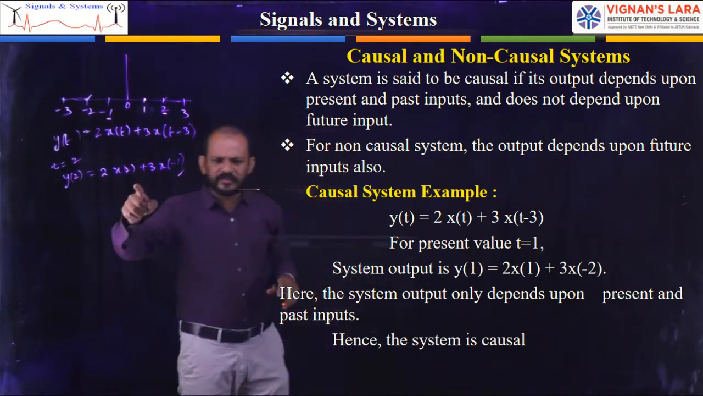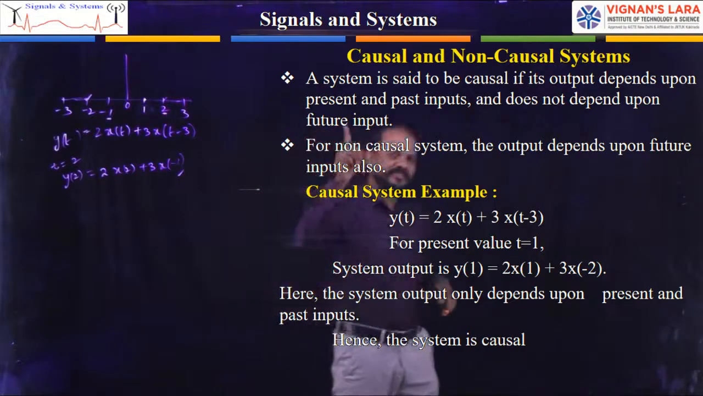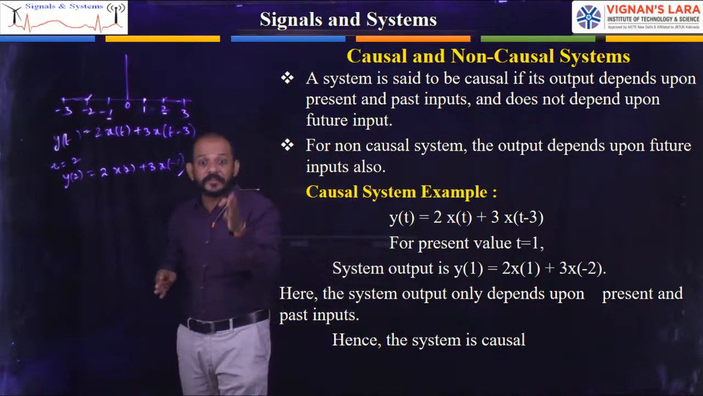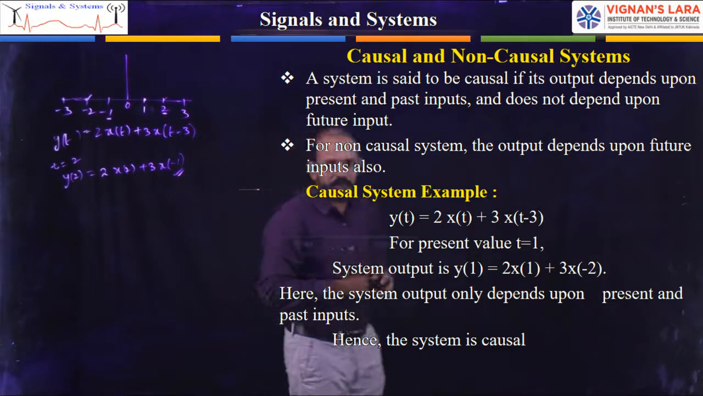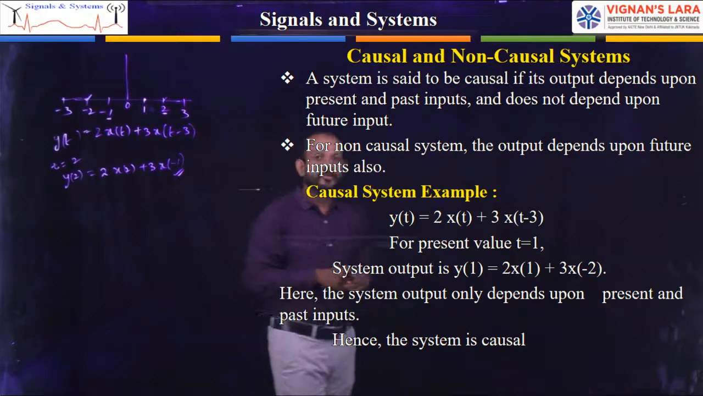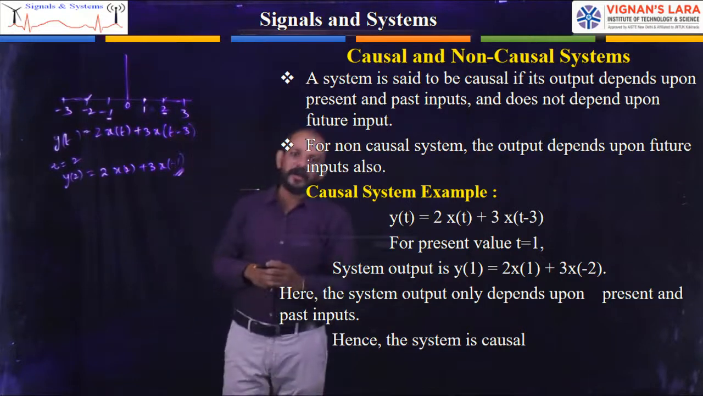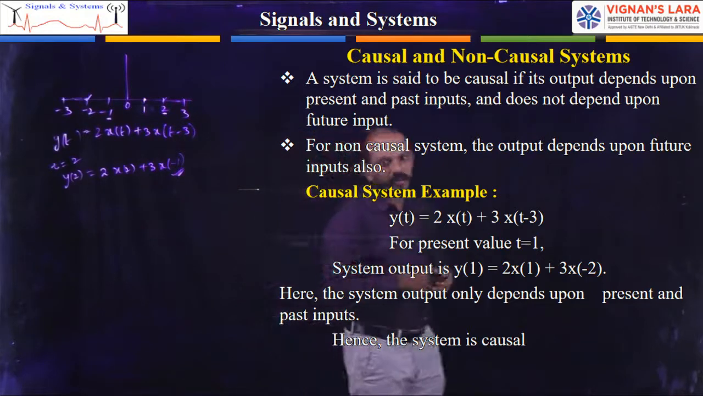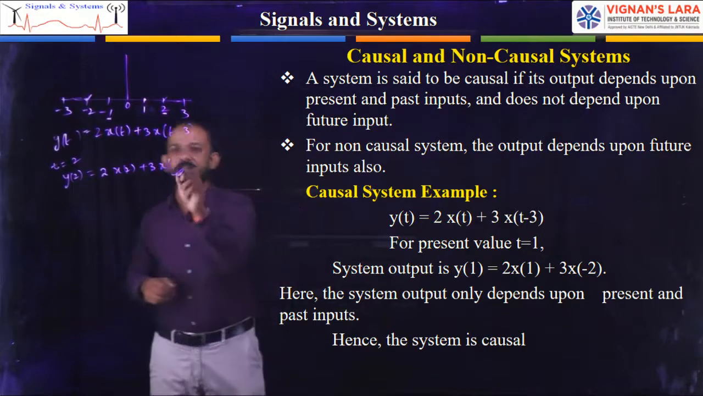Can I say this as a static? No, we can't say this as a static, because a static system depends only on the present value. But you can say this system as a dynamic system, because it depends on past values. So this system is both a dynamic system and a causal system. But this is not a static system, because here it depends on past values.